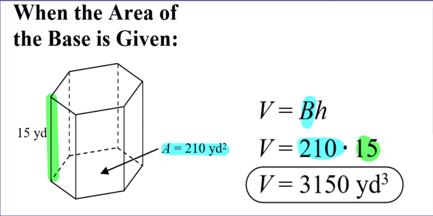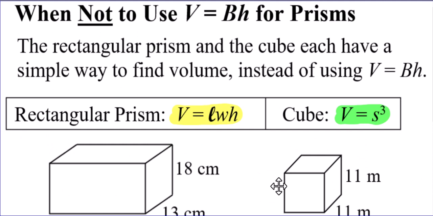And this is a lot quicker than what we had on the previous page where we had to find the area. This one was already given to me, so yay, easy math. Boom, done. Now, there are two prisms where you are not gonna want to use the formula of volume equals the area of the base times the height.